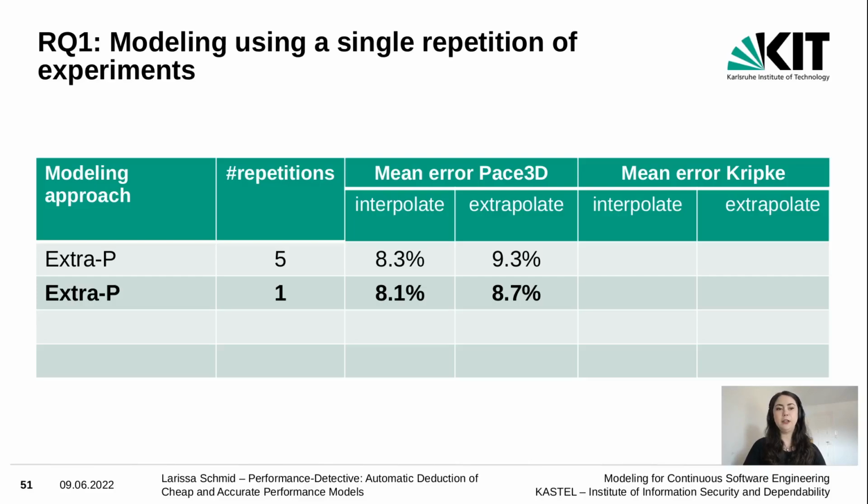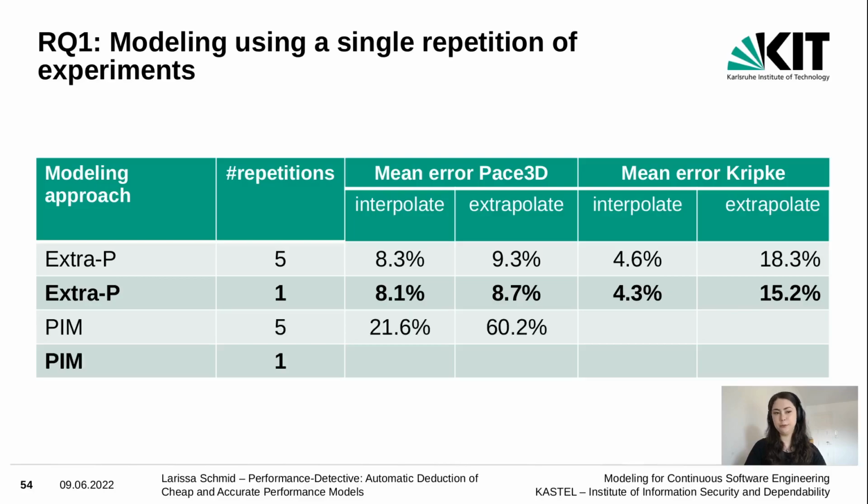And now if we compare this to the models generated from only 1 repetition, we can see that the errors are indeed around the same. The same is true for Kripke, where with 5 repetitions we have a prediction error of around 4 and 18%, which stays around the same if we only use 1 repetition.